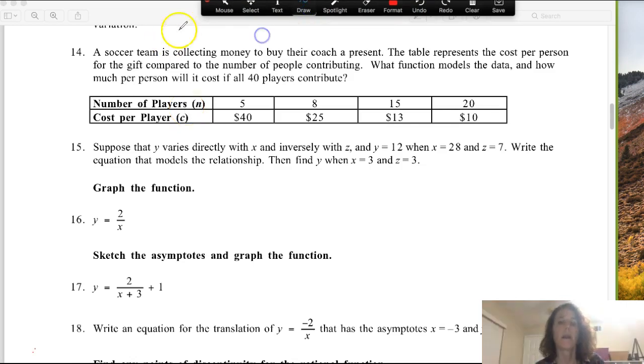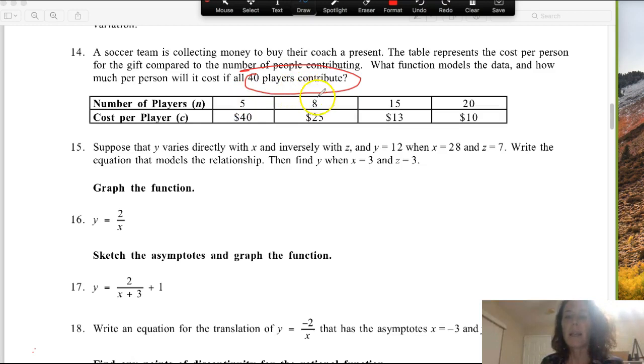Okay, soccer team. A soccer team's collecting money to buy their coach a present. This table represents the cost per person for the gift compared to the number of people contributing. So obviously, if more people contribute to the present, you get to pay less, right? What function models the data? How much per person will it cost if all 40 players contribute? Forty players on a team's a lot, but let's go ahead and look at this.